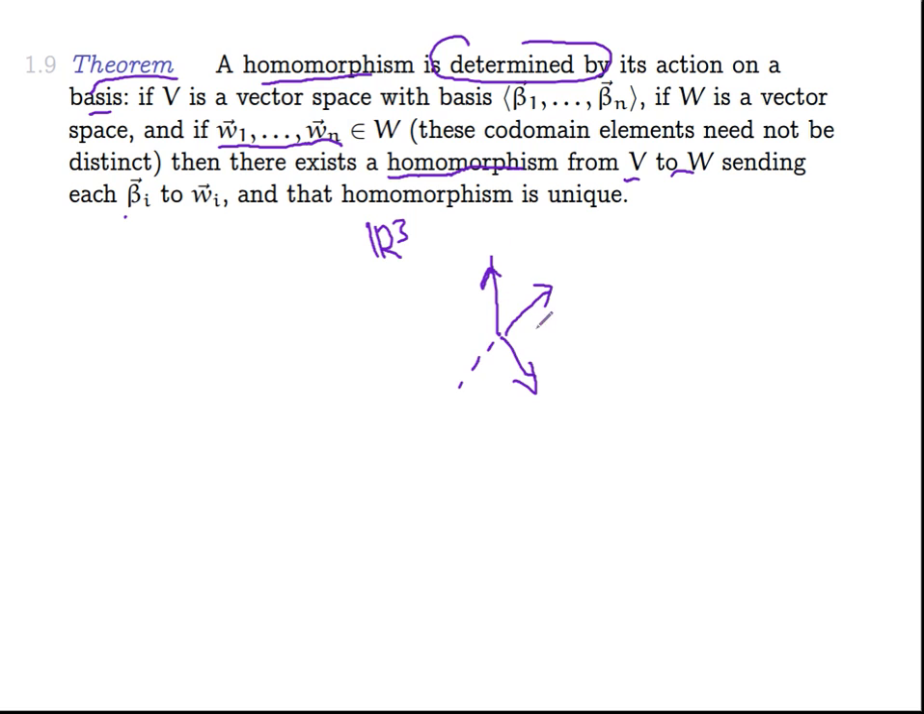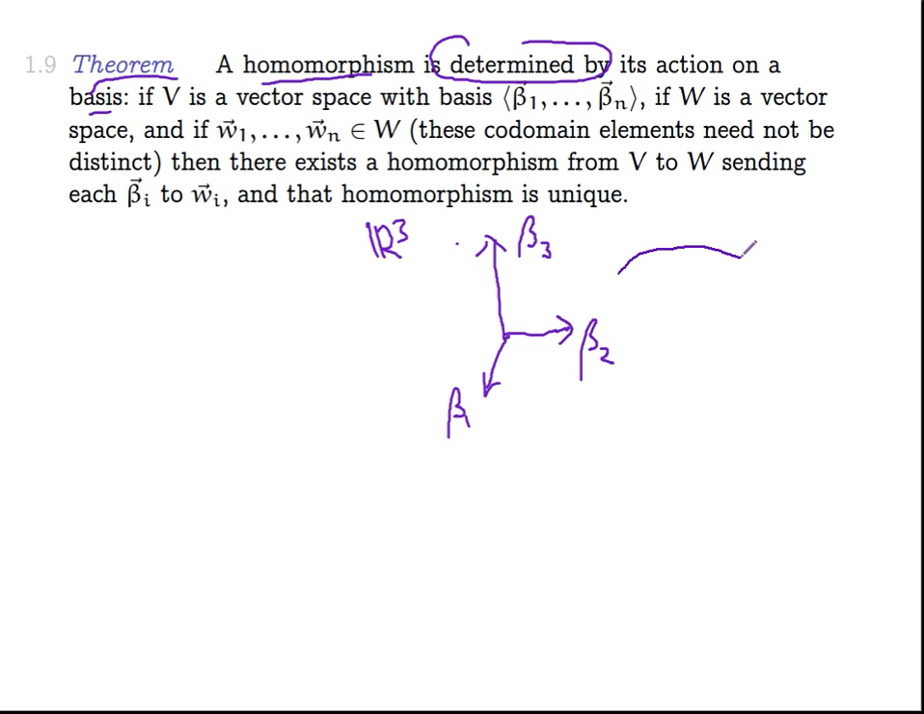So here I have my R3. This is a basis of R3. Let me draw a better basis. Why don't I just draw the usual basis so you can see more clearly what's going on. Okay, so I'm going to draw the usual basis. Okay, usual basis here. So I can call this beta 1, beta 2, and beta 3.